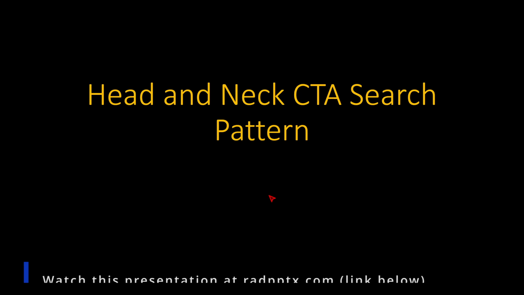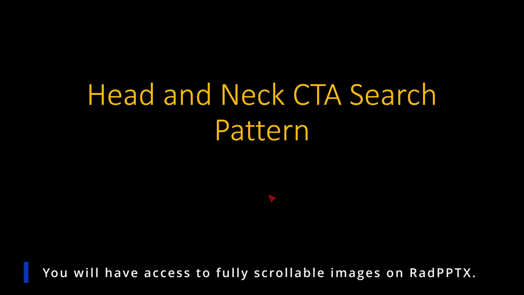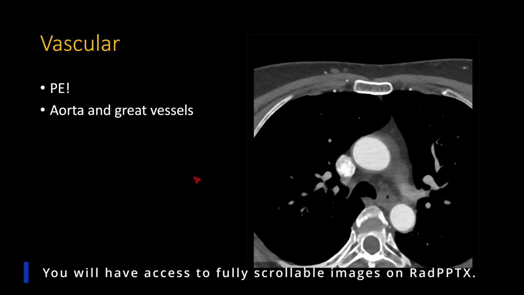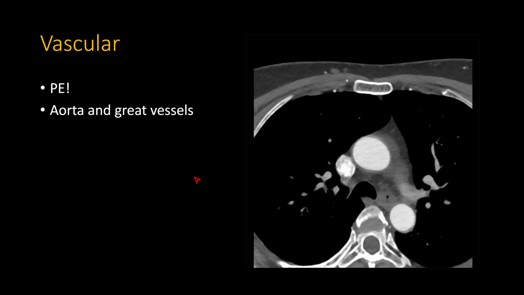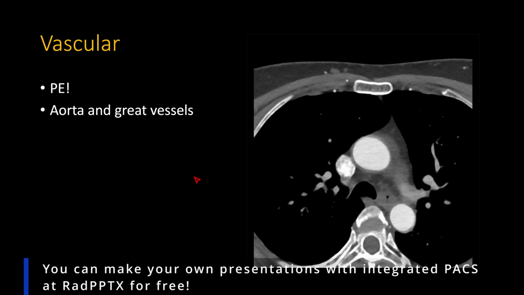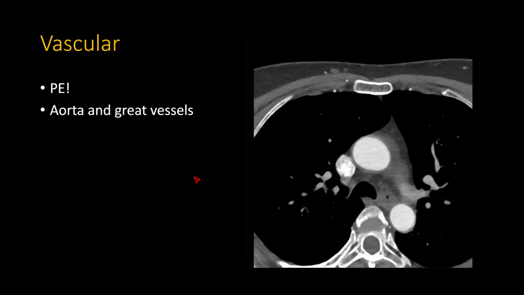This presentation will talk about a head and neck CTA search pattern. CTA of the head and neck obviously covers a lot of anatomy, and you want to really split it into vascular and non-vascular findings, because while the interest is on vascular findings, there are a lot of non-vascular structures that you see on a CTA of the head and neck.